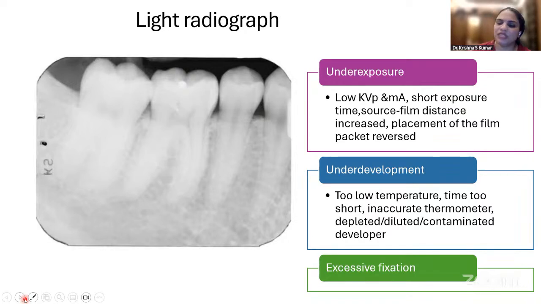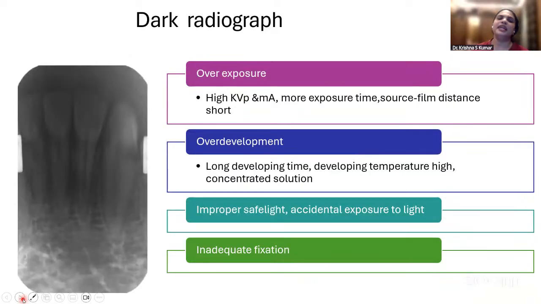And during processing, when the temperature is very low or the time is very short, these things will not allow proper chemical reaction between the chemicals and the film. An inaccurate thermometer, when the temperature readings are not correct, or depleted or diluted developing solution, which will have insufficient chemicals to develop the film, or a developer contaminated with fixer, will also result in a light radiograph. And excessive fixing: if you fix the film for half an hour or so, it will start removing the exposed silver halide grains also. Dark radiograph is again the opposite.